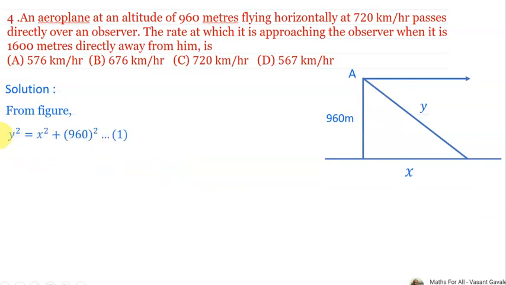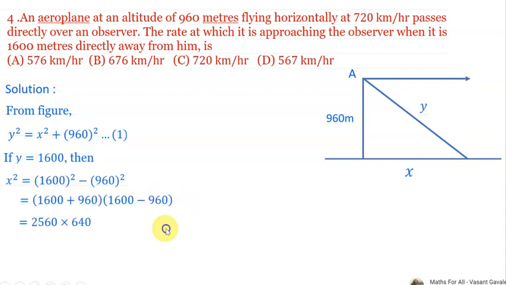Now from the figure, y square is equal to x square plus 960 square. If y is equal to 1600, therefore x square is equal to 1600 square minus 960 square, and after simplification we'll have x equal to 1280. Now differentiate this with respect to t. We want to find out dy by dt.